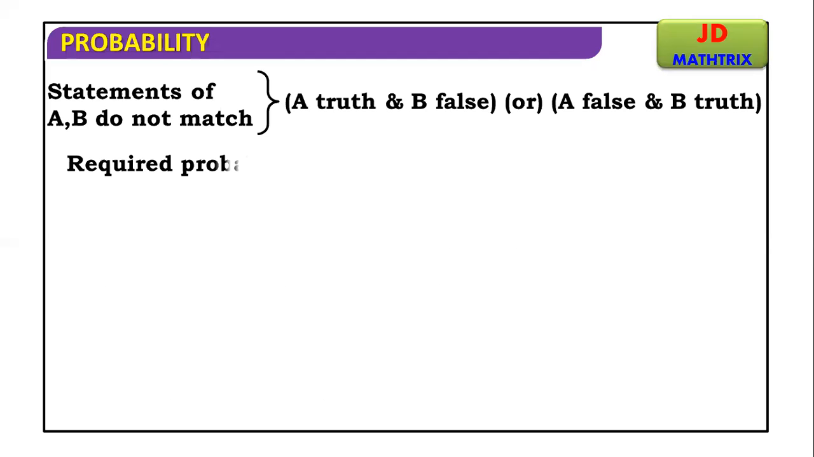So the required probability can be denoted as P of A intersection B bar plus P of A bar intersection B. You have already seen the Venn diagram of the addition theorem.